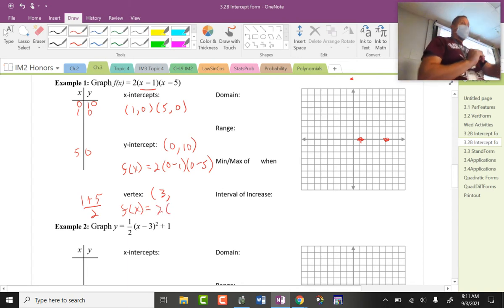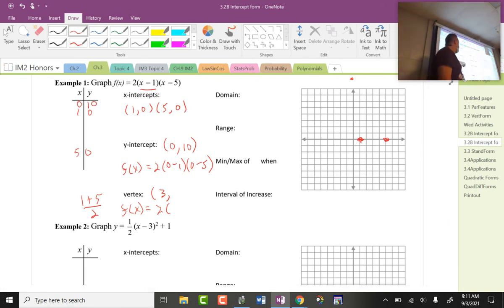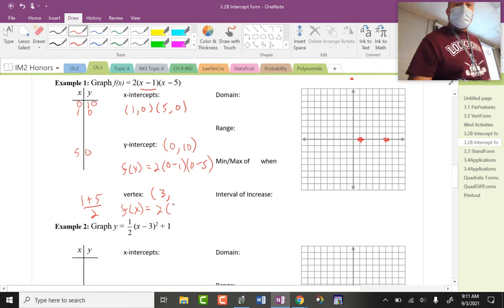Plug in 3, 4, which variable? Oh, what coordinate is that? Which coordinate's listed first? X. Okay, so you plug in 3 for X. Do your evaluation for this and tell me what you get.